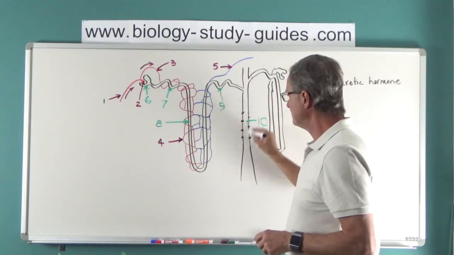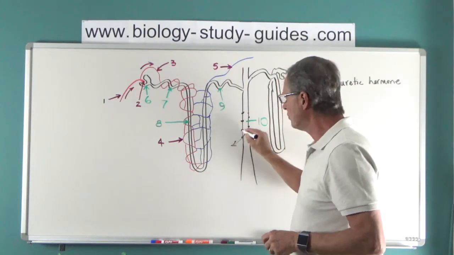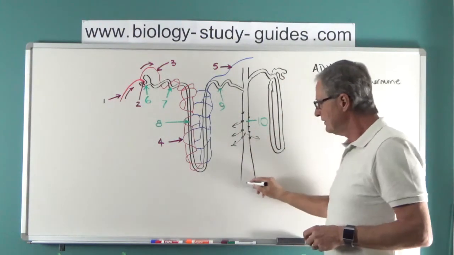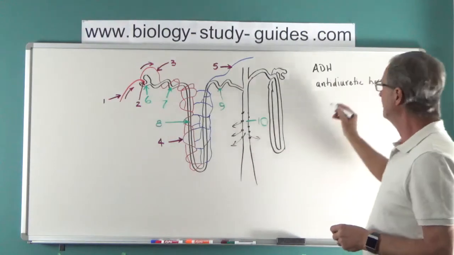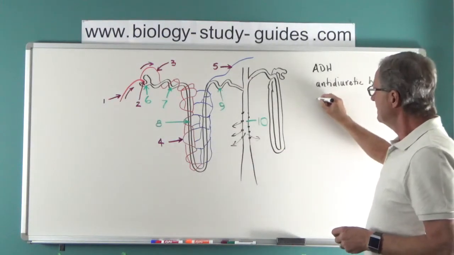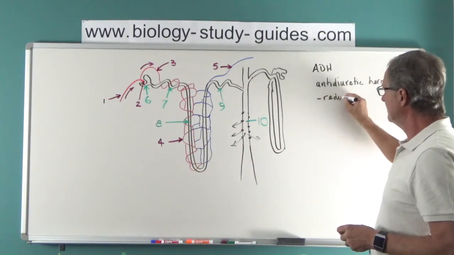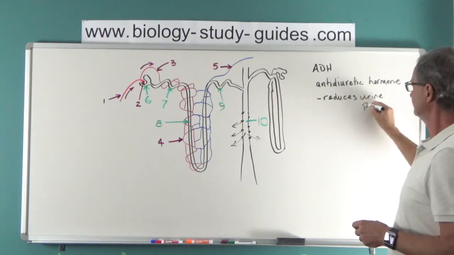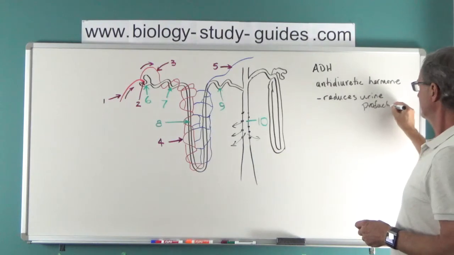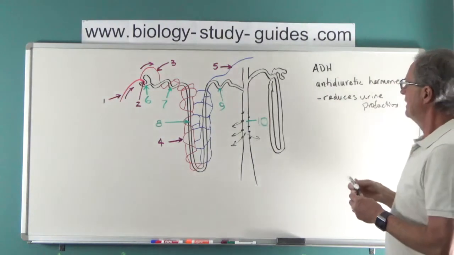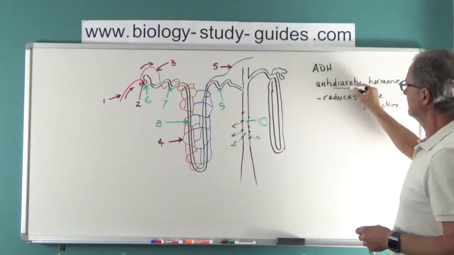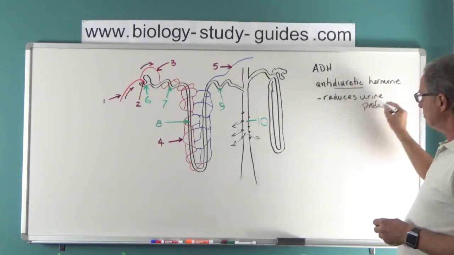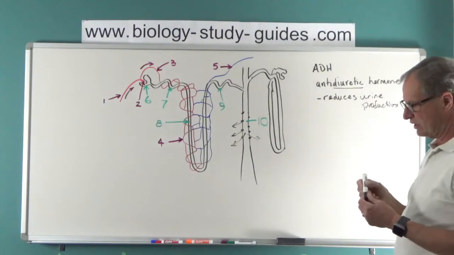And it opens up these protein channels so additional water can get removed. If additional water gets removed, then you get less urine being produced. So antidiuretic hormone reduces urine production. Remember now, a diuretic increases urine flows. Antidiuretic reduces urine production, reduces urine.